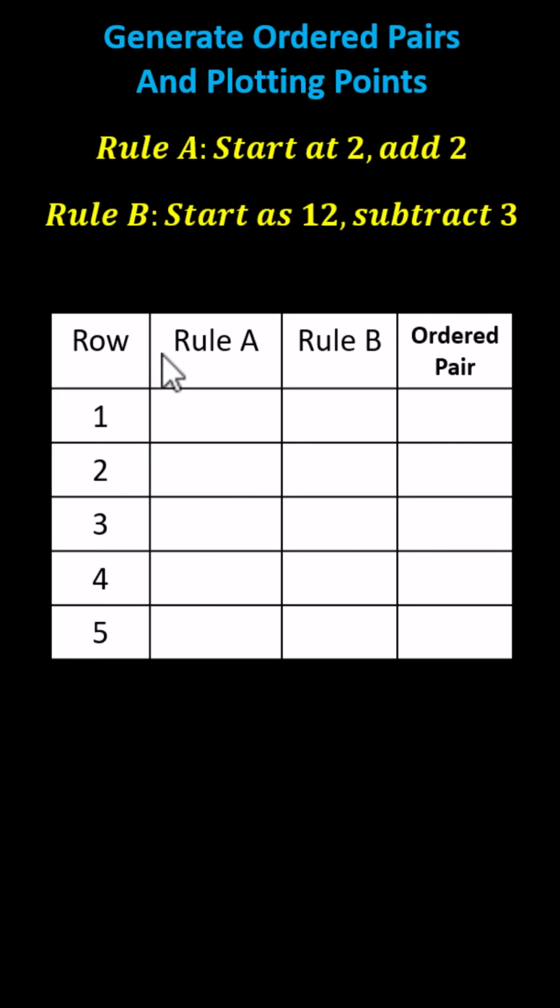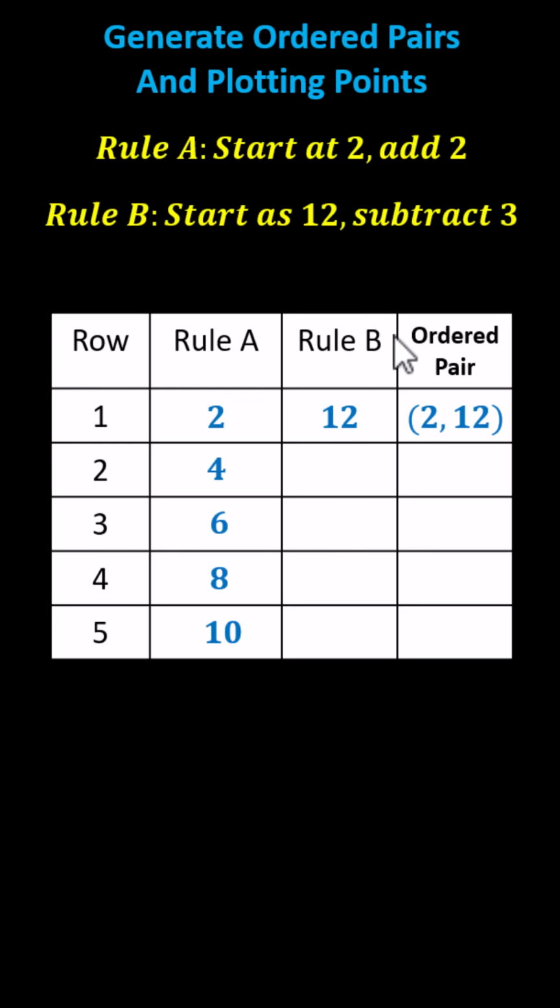So for row 1, again, for rule A, we start at 2. For rule B, we start at 12. The ordered pair for row 1 is 2, 12. Going back to rule A, we start at 2 and add 2. 2 plus 2 is 4 for row 2. 4 plus 2 is 6 for row 3. 6 plus 2 is 8 for row 4. And 8 plus 2 is 10 for row 5.